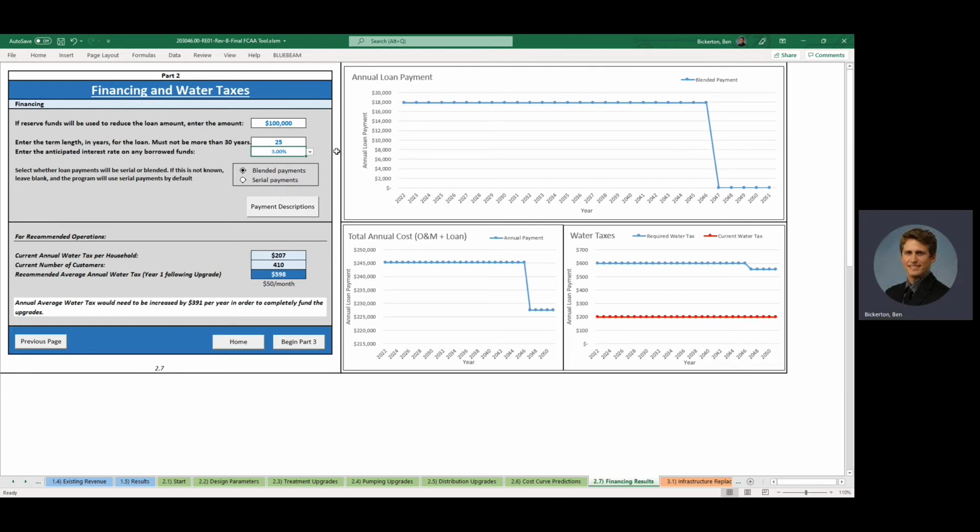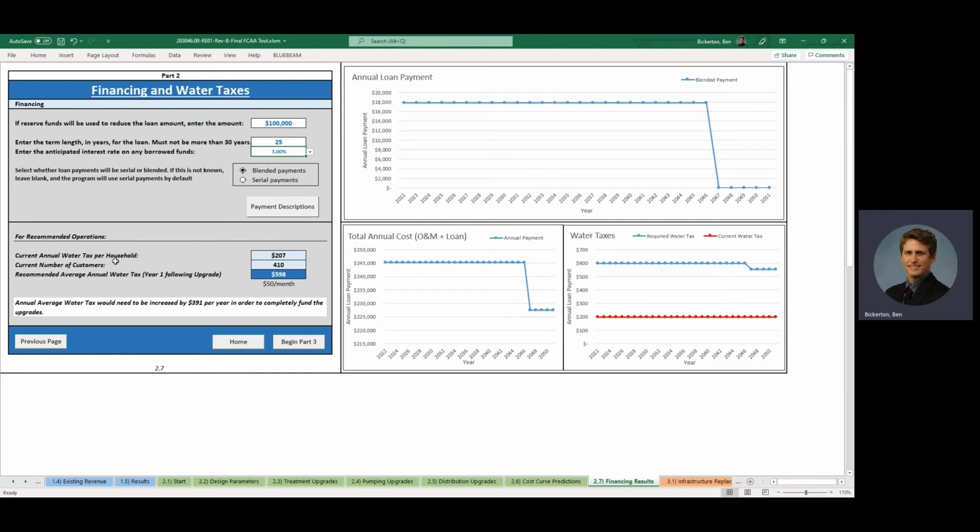So the graphs on the right here provide what the annual loan payment would be for the 25-year loan amortization period. This top graph provides the cost for the loan by itself. In the bottom left, we have the total cost to finance the loan, as well as the operation and maintenance costs for our proposed upgrades and our existing operation of the water supply system. And the graph on the bottom right here provides the current versus the required water tax needed to fund those O&M and loan payments.